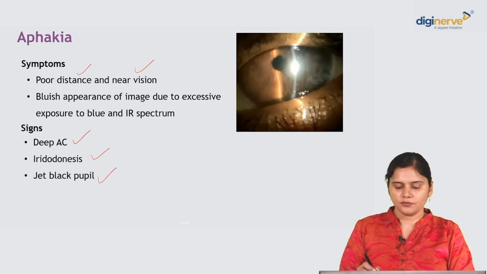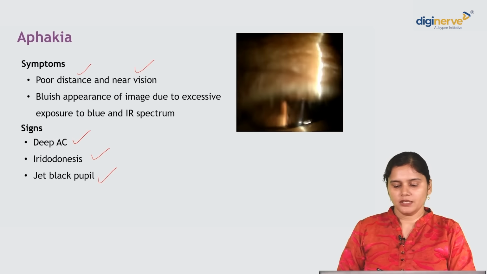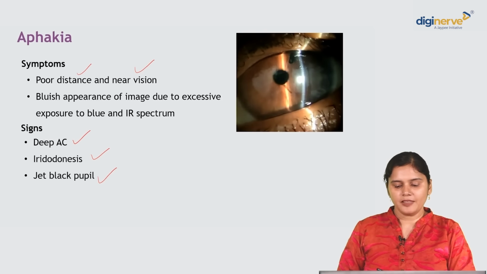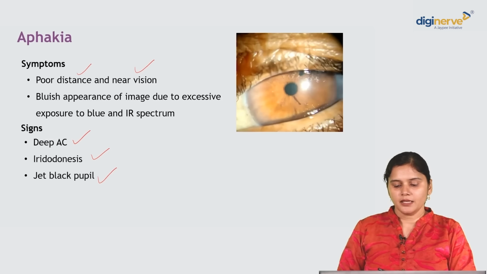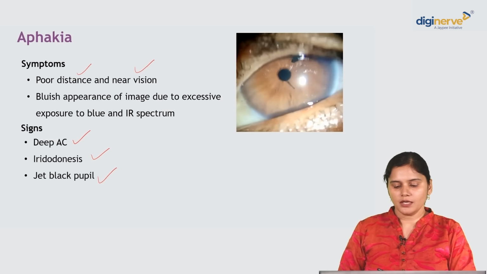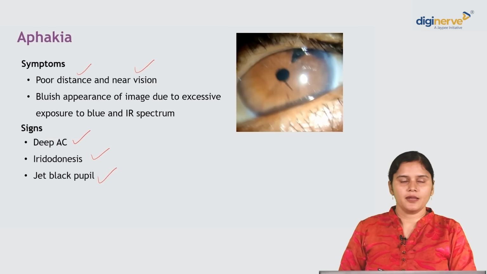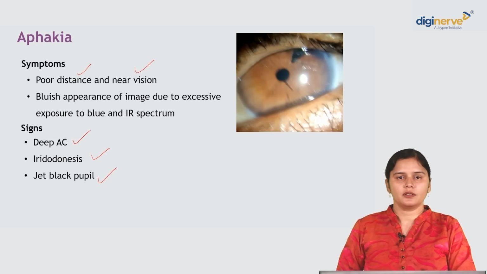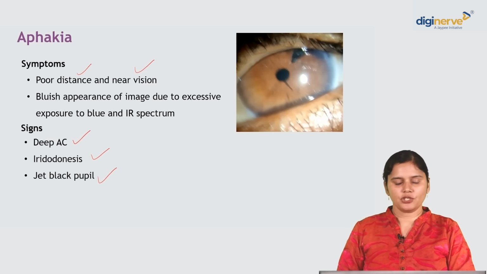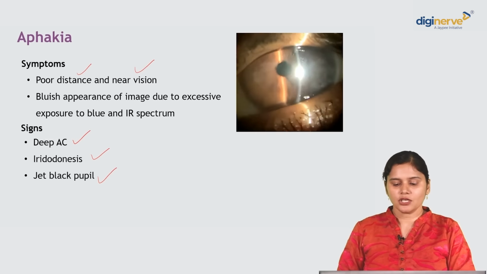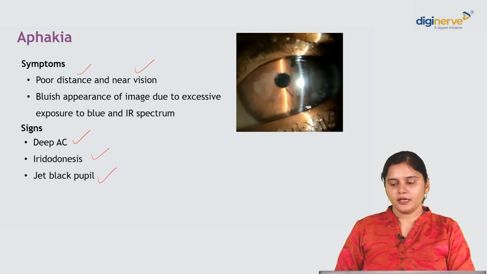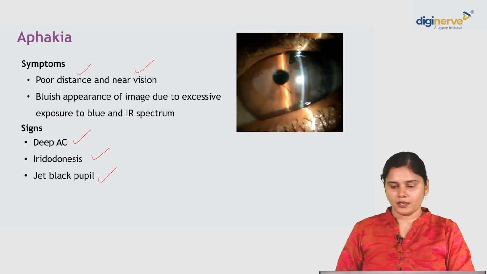If you look at this video carefully, there is a jet black pupil that you're able to see. The anterior chamber is deep, and when the patient blinks the eye, the iris moves. So this is called iridodonesis. This person had undergone ICCE in a very old time, and she's an old patient who's around 90 years of age. So she is wearing aphakic correction in both eyes.